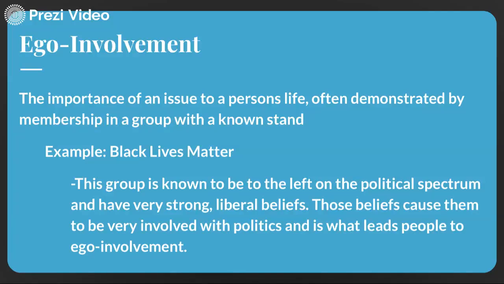Another very important aspect of social judgment theory is ego involvement, which is the importance of an issue to someone's life, often demonstrated by membership in a group with a very known stand. One example would be Black Lives Matter. This group is known to be very left on the political spectrum and have very strong liberal beliefs. And those beliefs can cause them to be very involved with politics, and that is what leads to ego involvement, because it becomes a very important part of that person's life.